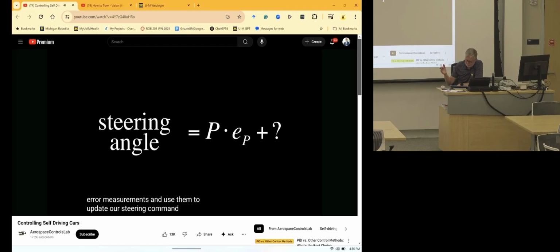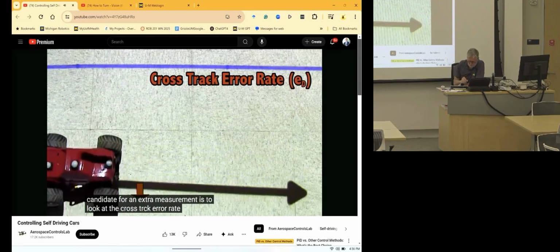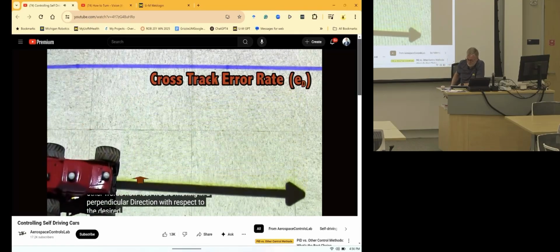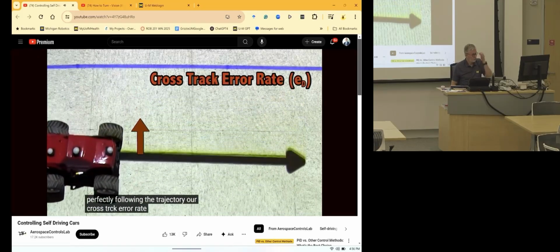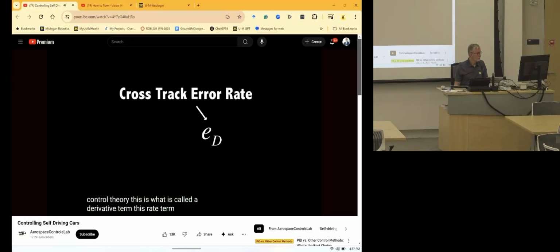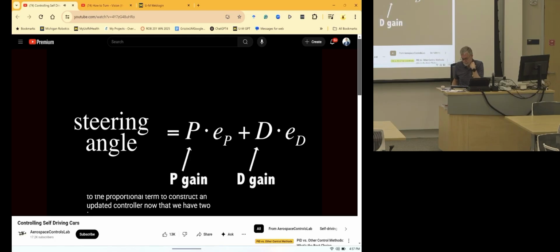To correct this overshooting problem, we need to consider additional error measurements and use them to update our steering wheel. A good candidate for an extra measurement is to look at the cross-track rate. Or in other words, how fast we are moving in the perpendicular direction with respect to the desired trajectory. If we are perfectly following the trajectory, our cross-track error rate will be 0. In control theory, this is what is called a derivative term. This rate term can then be multiplied by its own gain and added to the proportional term to construct an updated controller.